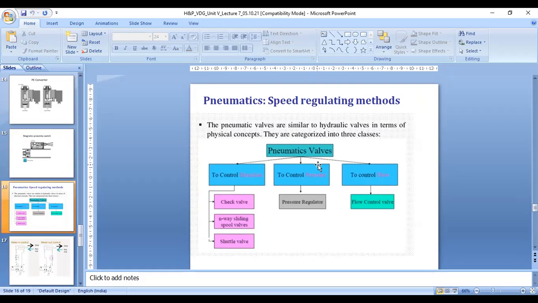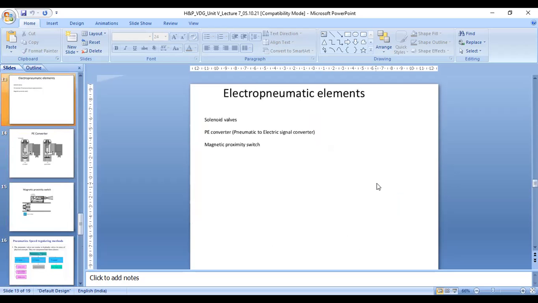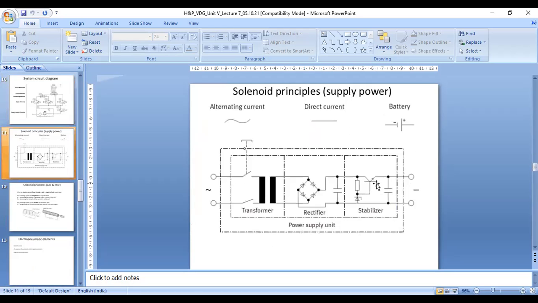Pneumatic speed regulating method. Pneumatic valves are similar to hydraulic valves in terms of physical concept. They are categorized into three classes: valves to control direction, to control pressure, and to control flow. Check valve, one-way sliding spool valve, shuttle valve, pressure regulator, flow control valve, and magnetic proximity switch.